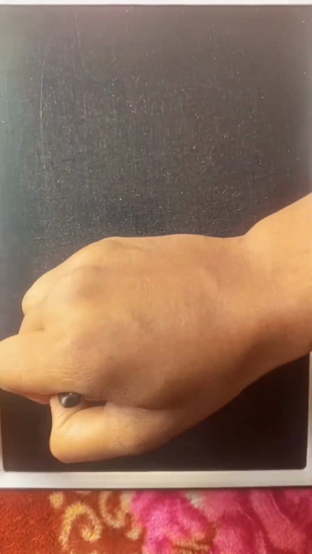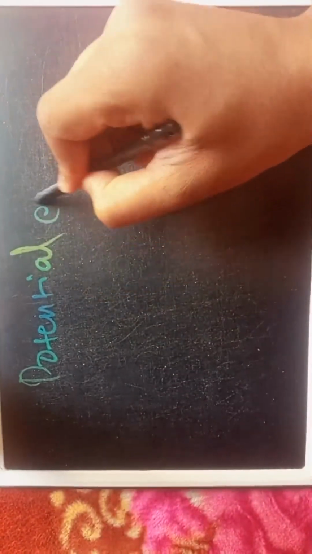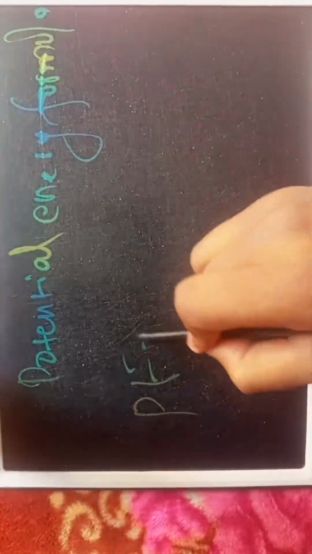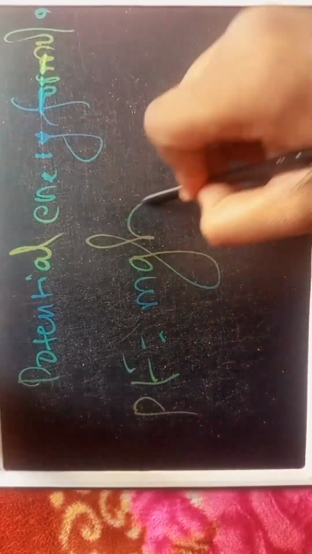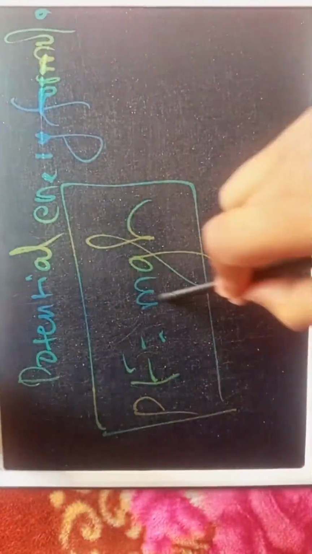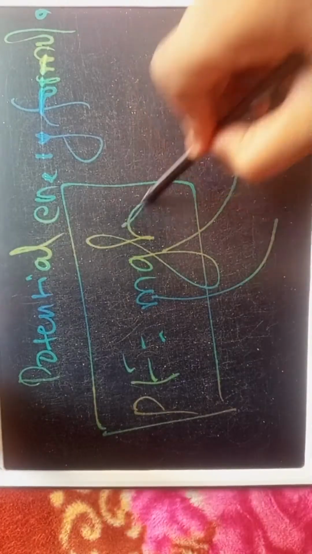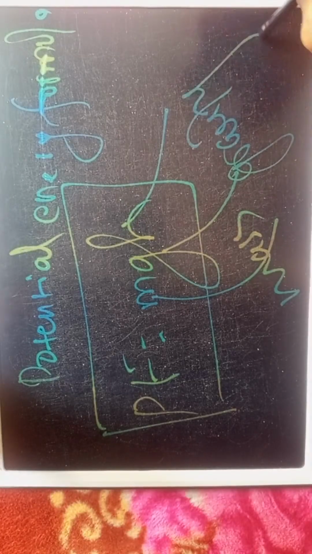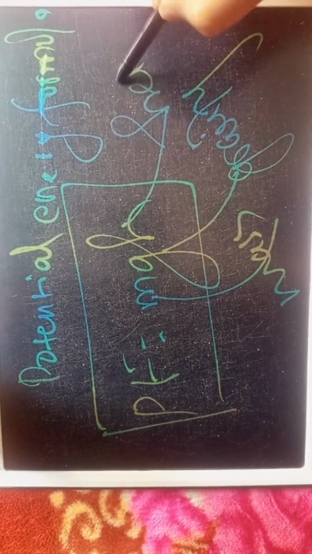Now we will go on to potential energy. Potential energy formula: P is equal to mgh. M means mass, g means gravity, and h means height.